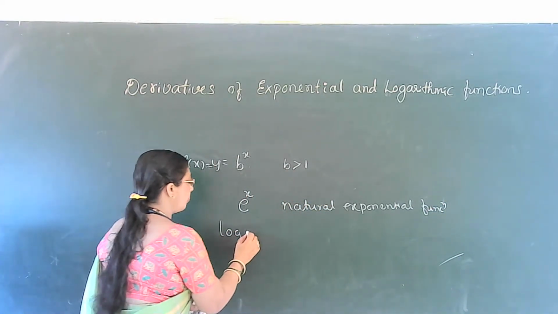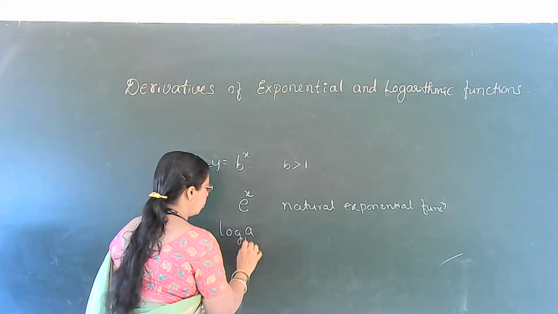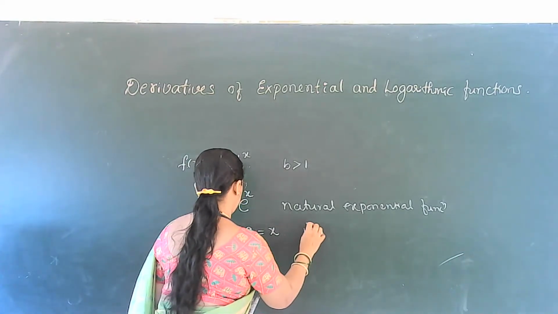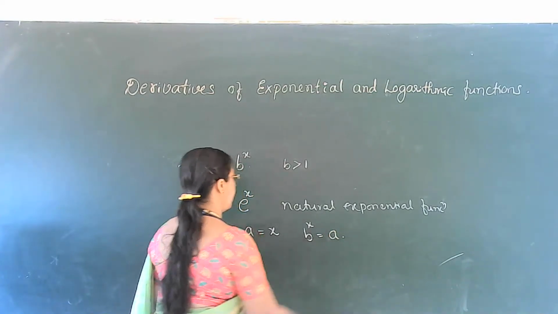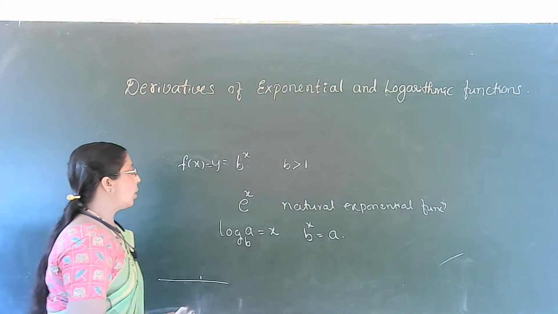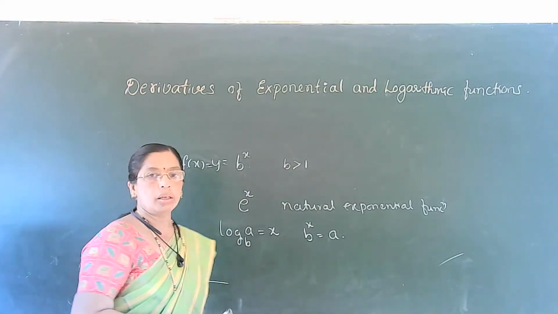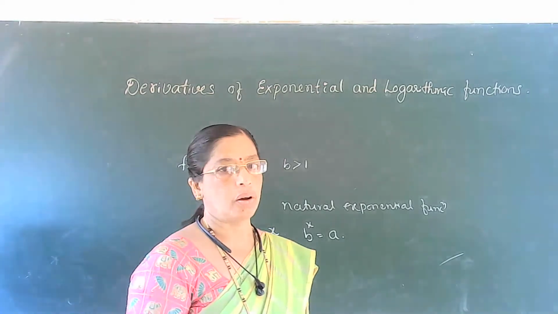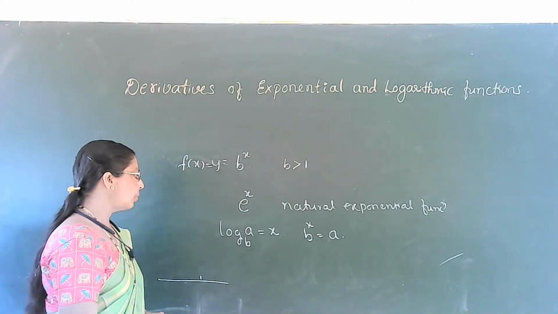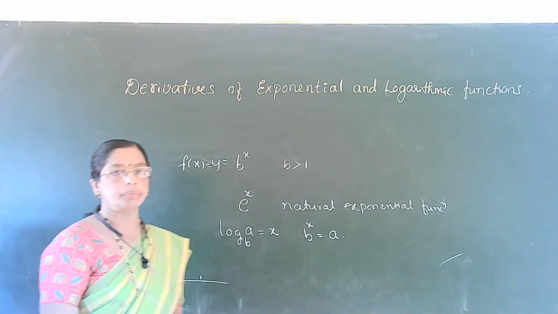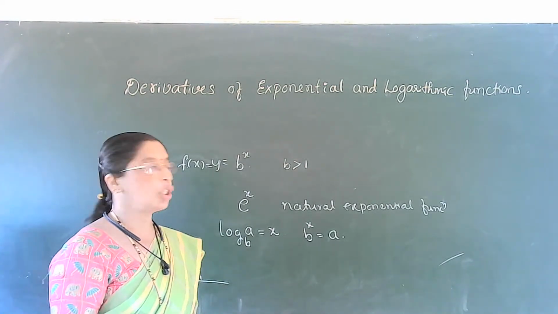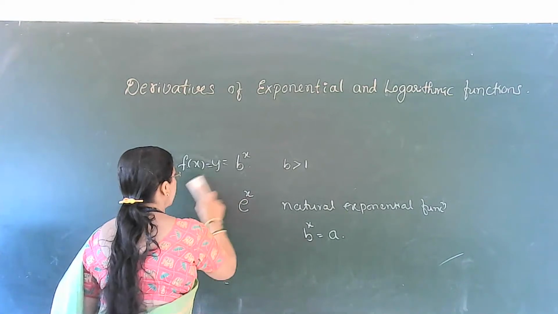Logarithmic function: log of a to the base b is equal to x. The exponential form is b to the power x is equal to a. In the exponential function, the domain is all real numbers, but the range is R+. But in the logarithmic function, the domain is R+ and the range is all real numbers.